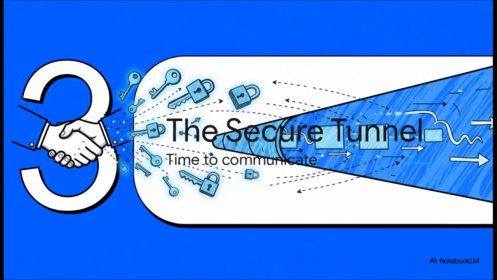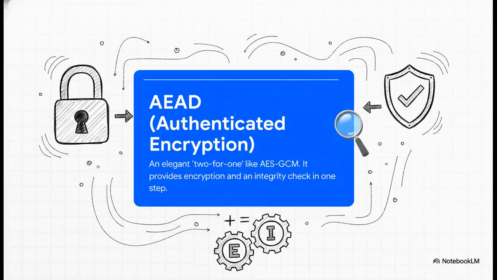Okay, the handshake is done. The secret keys are ready. Now we get the payoff. We've built our secure tunnel, and it's finally time to start sending some actual data through it. So how do we protect that data?